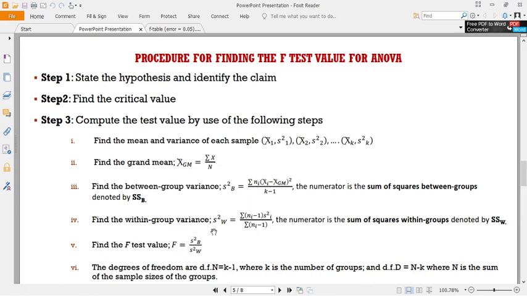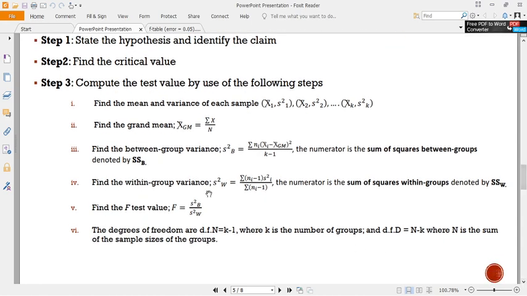Then we find the within group variance, which is given by the summation of the sample size minus 1. Then we multiply it by the individual variances of the samples. So that here the numerator is what we call the sum of squares within groups.